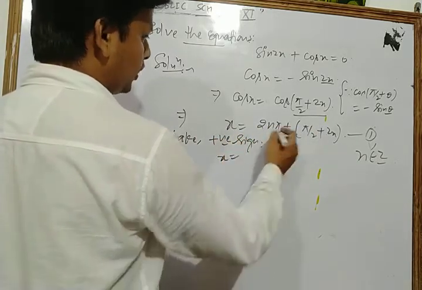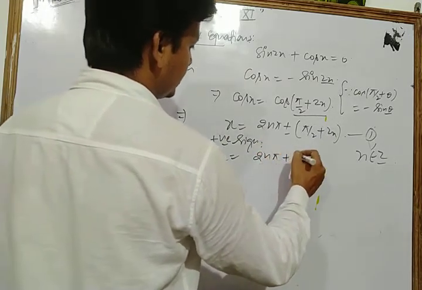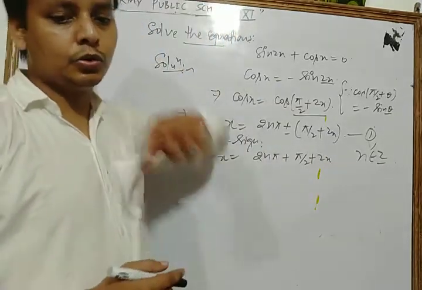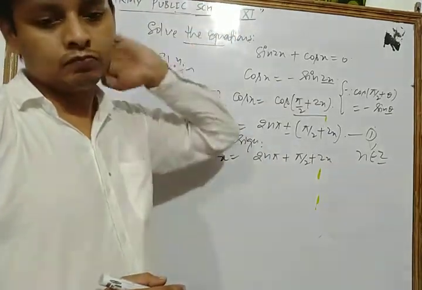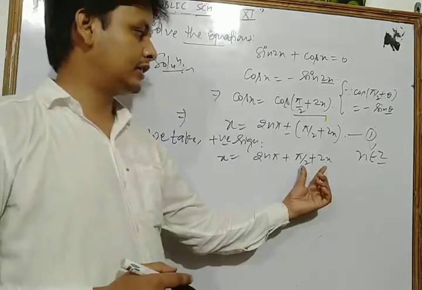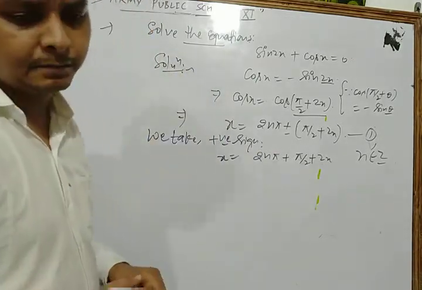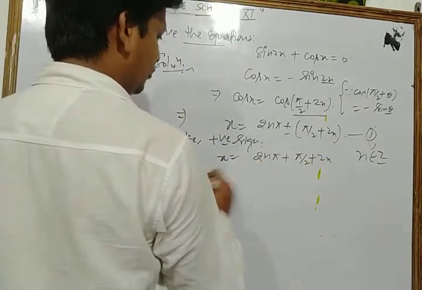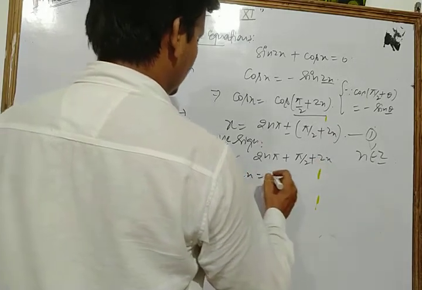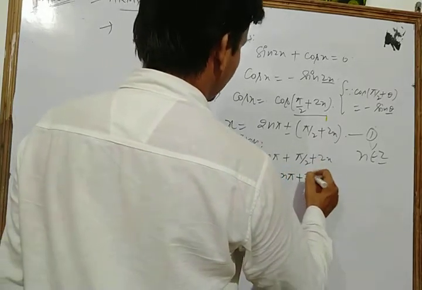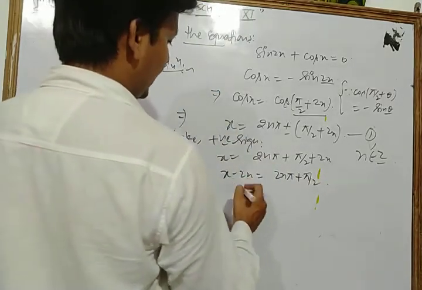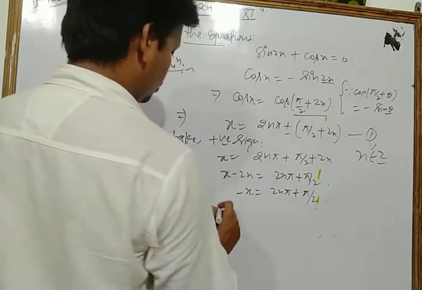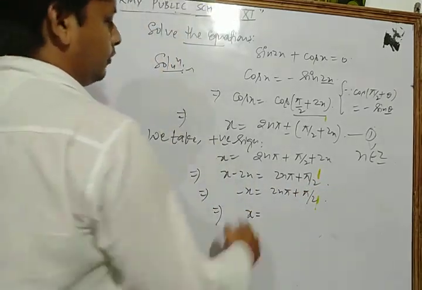So x is equal to what? 2n pi plus pi by 2 plus 2x. Now let's see, we transfer that side, we have x minus 2x is equal to 2n pi plus pi by 2, and we have minus x is equal to 2n pi plus pi by 2.